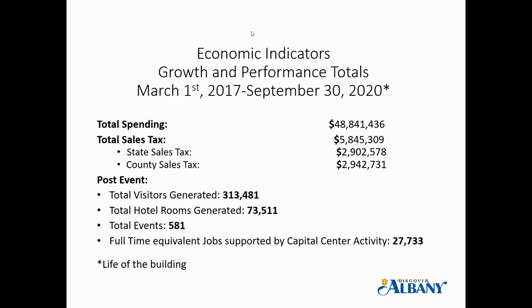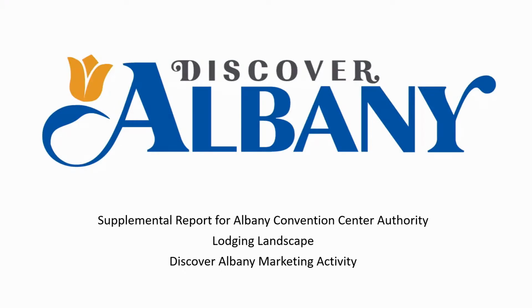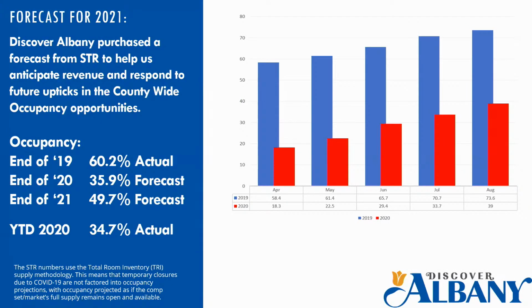I do have a secondary report. We put it together similar to the last quarterly report, to give the lodging landscape and a sense of where Discover Albany is marketing our efforts right now, and as we move forward with the sales team, the Albany Capitol Center. In July, early August, Discover Albany purchased a forecast from STR. STR is the industry standard for occupancy for the world. They have markets across the globe. They do Albany County occupancy reports every month for us. We purchased this forecast and we wanted to share with you a little bit of where we're at.